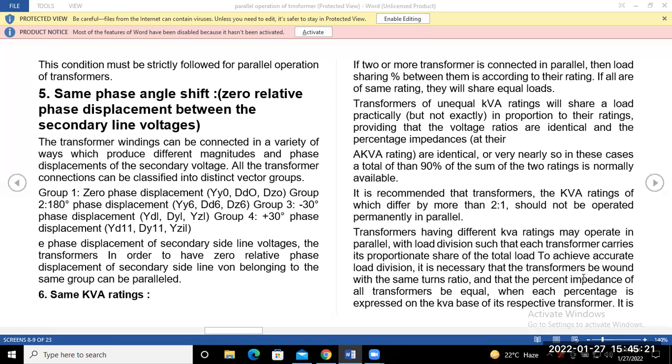It is necessary that the transformers be wound with the same turns ratio and that the percent impedance of all the transformers be equal when each percent is expressed on the kVA base of its respective transformer. Okay. यानी उसके kVA base को कंसीडर करके हम लोग पर यूनिट में कन्वर्ट करेंगे उसका इंपीडेंस को. ओके. ये चीज ध्यान में रखना है तुम लोग. ये चीज तुम लोग बहुत पहले भी किया होगा.